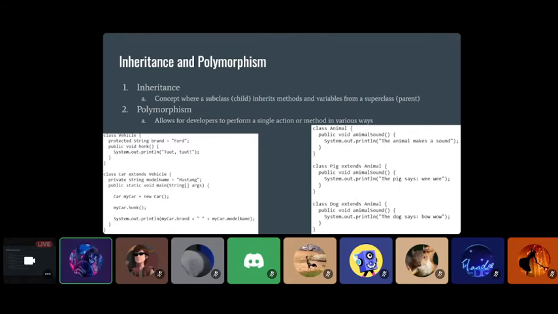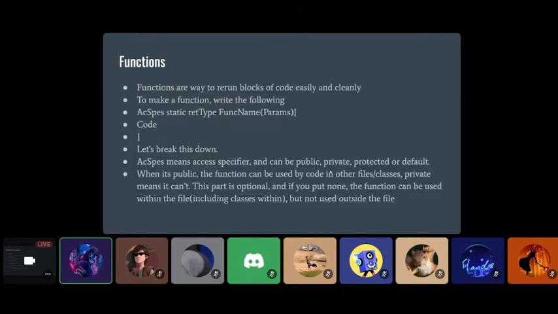So right here, when you have a pig that extends animal, the animal sound for pig is different than the animal sound for dog. Obviously, you can't make the computer make a sound through Java, so we're just saying wee wee and then bow wow for dog and pig. But that's inheritance and polymorphism for you guys. So Sahil will talk about functions now.